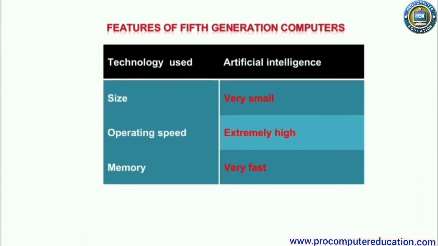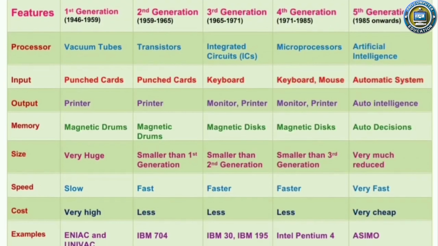Now let's know what are the features of 5th generation computers. Technology used: artificial intelligence, size very small, operating speed extremely high, memory very fast. Now let us compare each generation of computers through this chart. Firstly, let's discuss the time period.